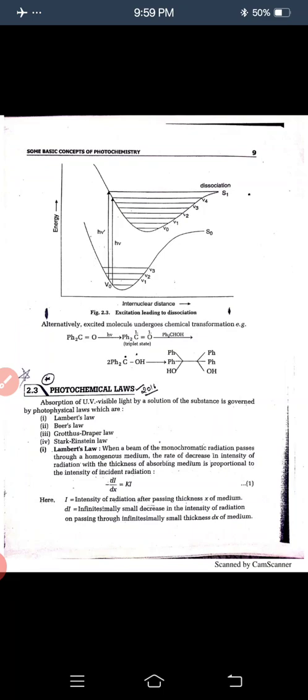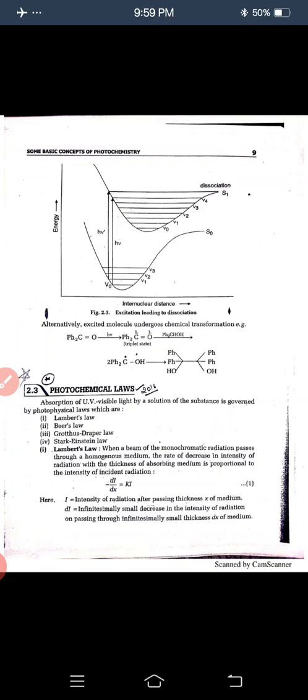In the previous lecture, we discussed excitation and absorption. Today we discuss photochemical laws. These are the types of photochemical laws: Lambert's law, Beer's law, Grotthuss-Draper law, and Stark-Einstein law.